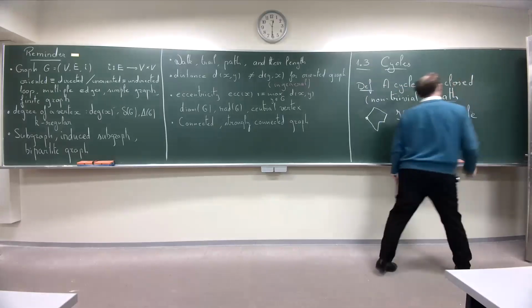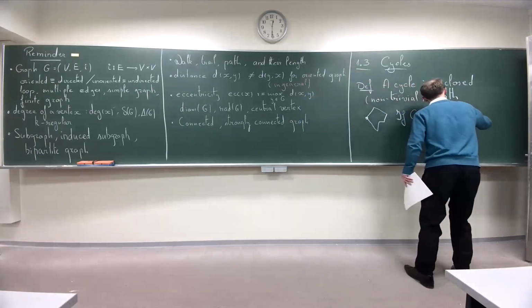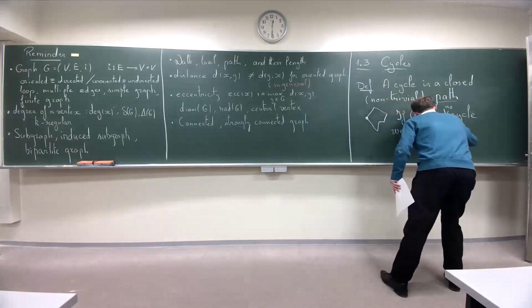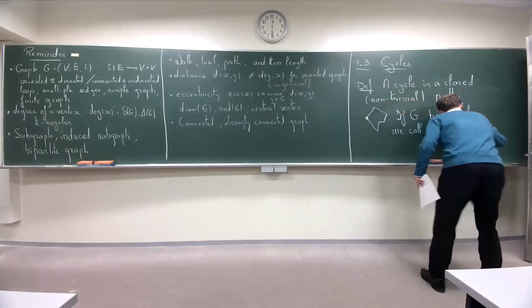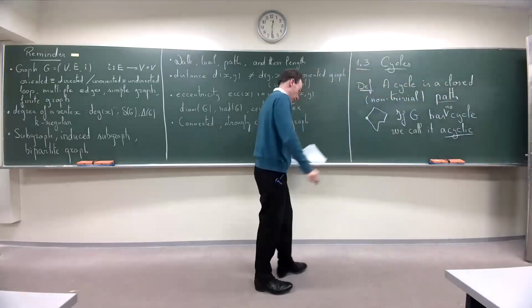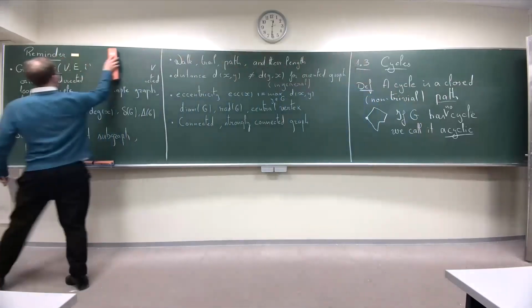If G has no cycle, which is possible, you can easily construct an example of a graph with no cycle. We call it acyclic. It has no cycle. And there is one more definition related to this notion of cycles.